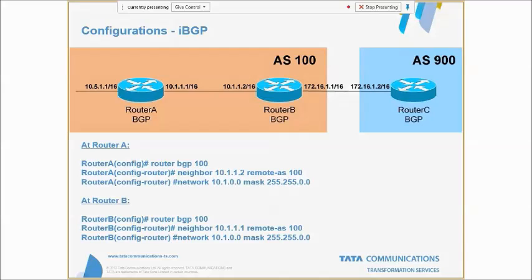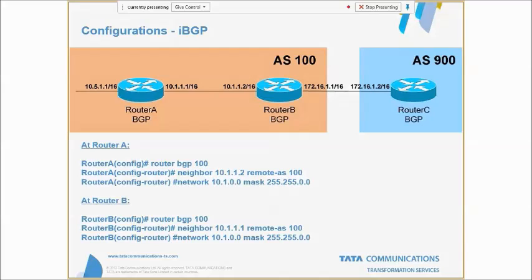In this scenario, we have taken three routers, router A, B, and C. Routers A and B are in autonomous system 100, and router C is in autonomous system 900. So let's look at the IBGP configuration between router A and B.